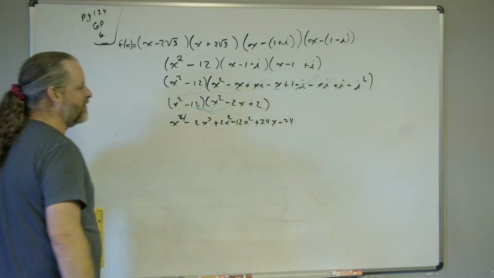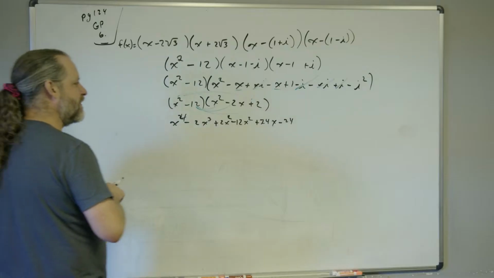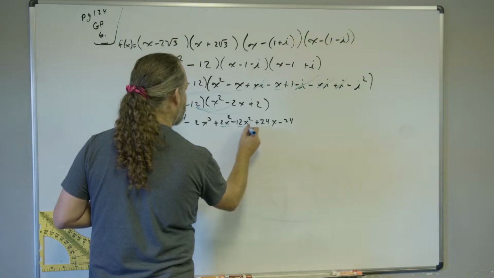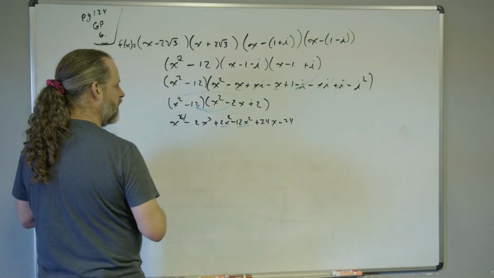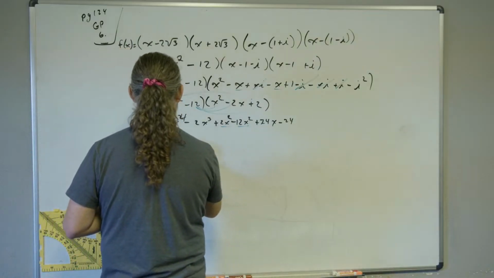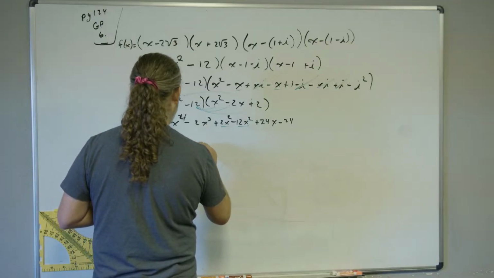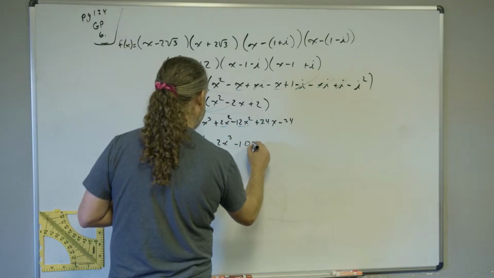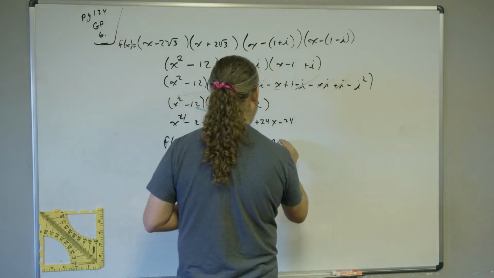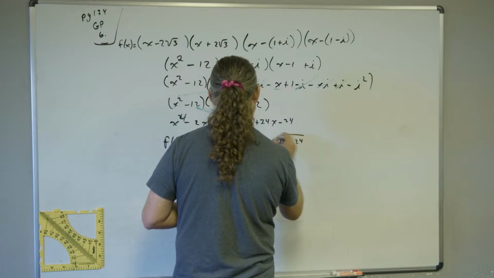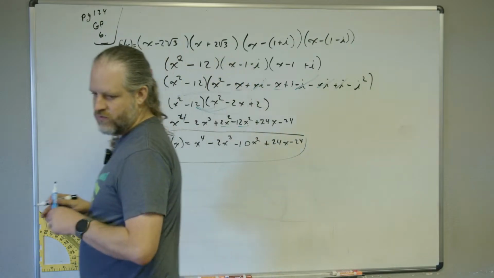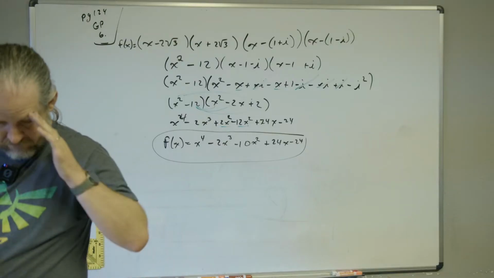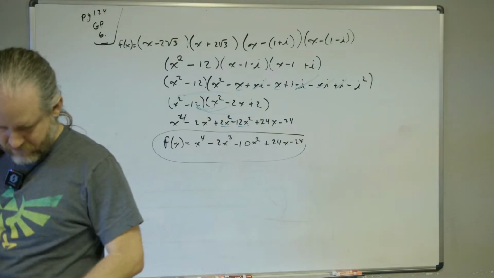I probably was talking. And then we got some like terms. We shove them together. And then we're done. X to the 4th minus 2x cubed minus 10x squared plus 24x minus 24. No, that's what I got. No way. Great.